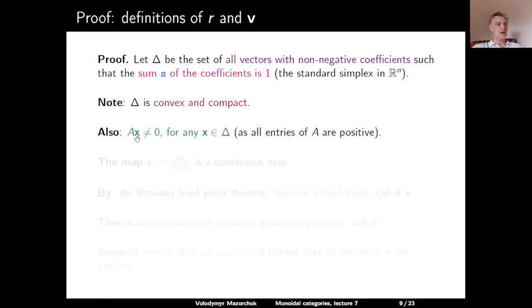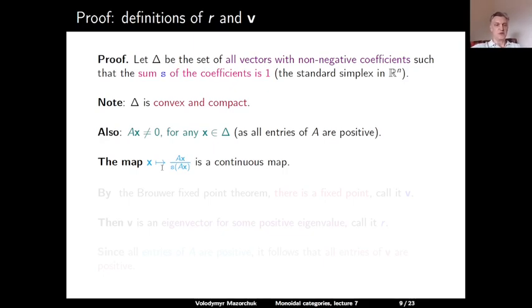Also, for any element x in the set, the vector Ax is non-zero because all entries in A are positive, and the vector x is a non-zero vector. Now we can consider the map which takes a vector x from our set delta and sends it to the vector Ax divided by the sum of all coefficients in Ax.